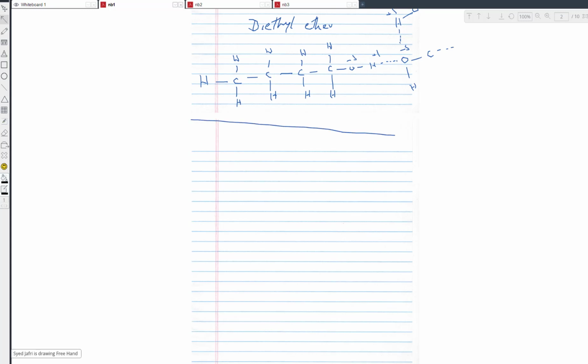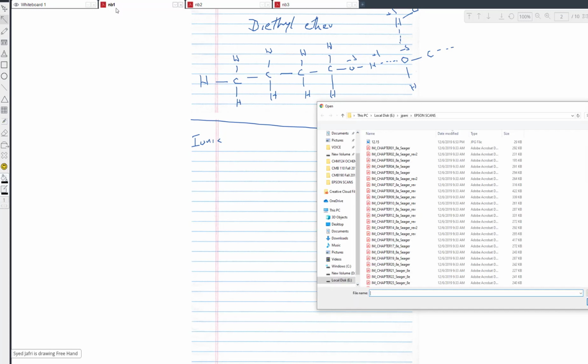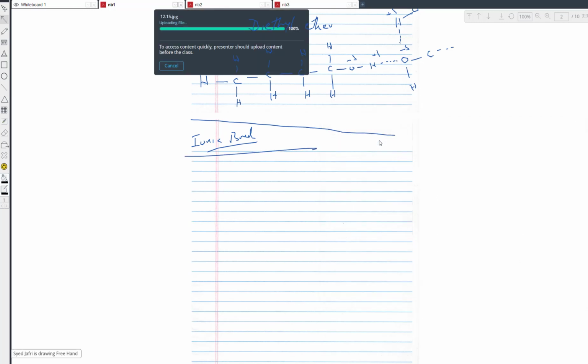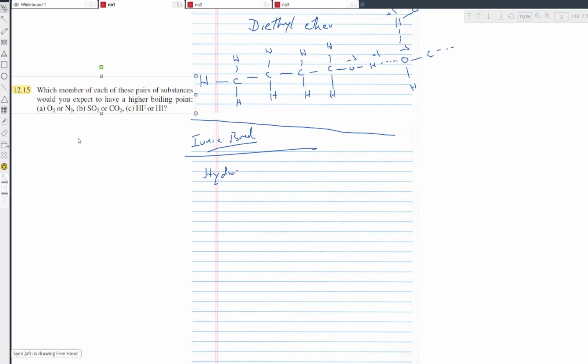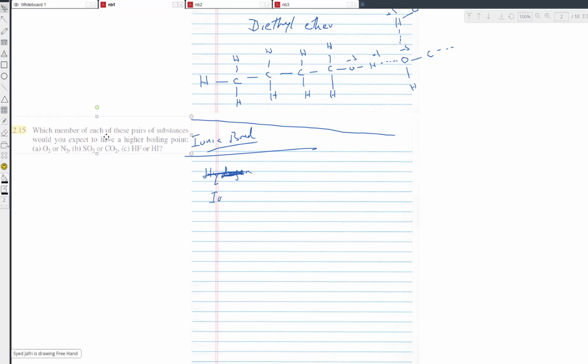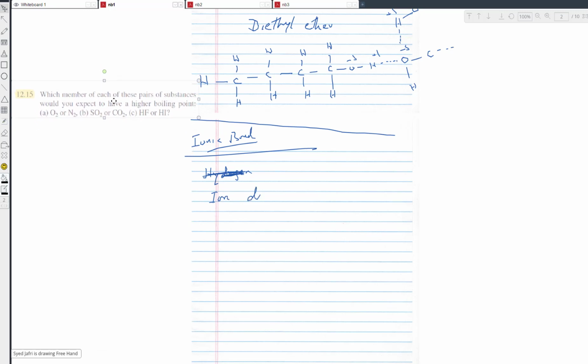For intermolecular forces, of course, the ionic bond is the strongest force. We don't consider it an intermolecular force. Ionic bond is the strongest thing. But besides ionic bond, going to the covalent bonding, the strongest is the hydrogen bonding. Oh, sorry, not hydrogen bonding. I'm going to write. The next is ion dipole interaction.